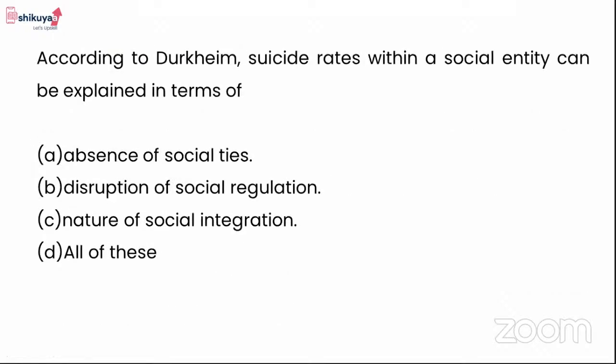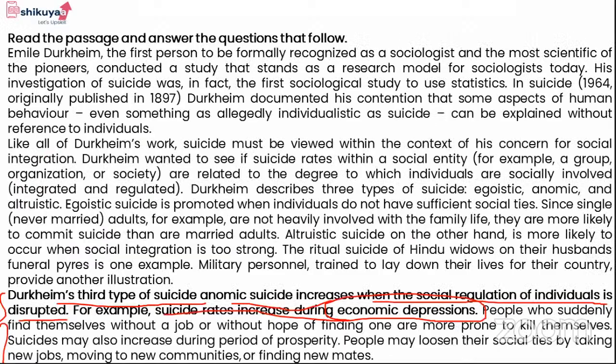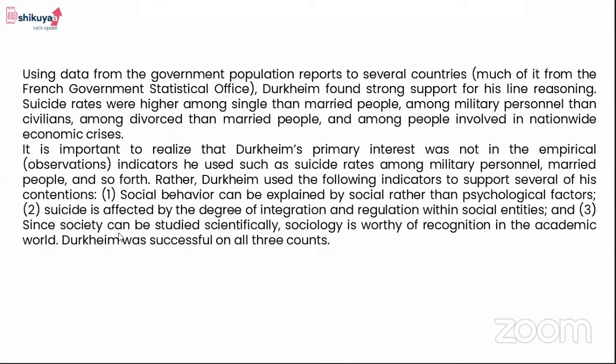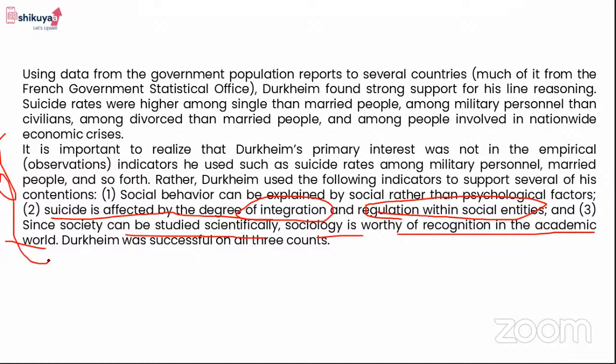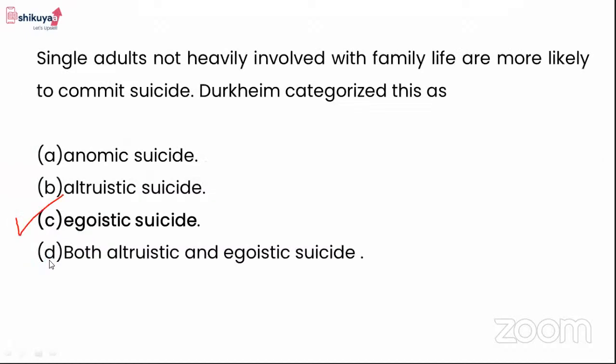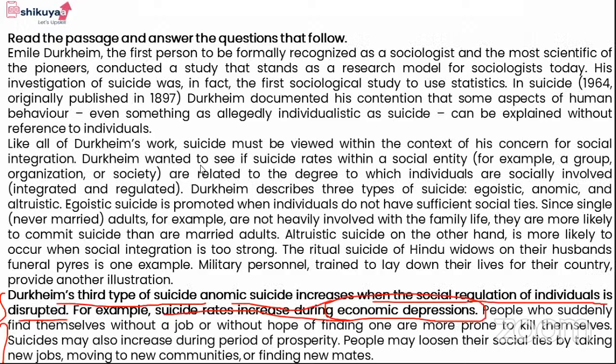Okay, let us go to the last paragraph so that we will get our answer. Yes, here it is. If you read this thoroughly, what do they talk about? The social entities, right? Now, look at this. Suicide is affected by the degree of integration and regulation within social ties. Since society can be studied scientifically, sociology is worthy of recognition in the academic world. That has all been said in this passage. You have to read this entire passage thoroughly. You will be quickly able to answer that it's all of these.